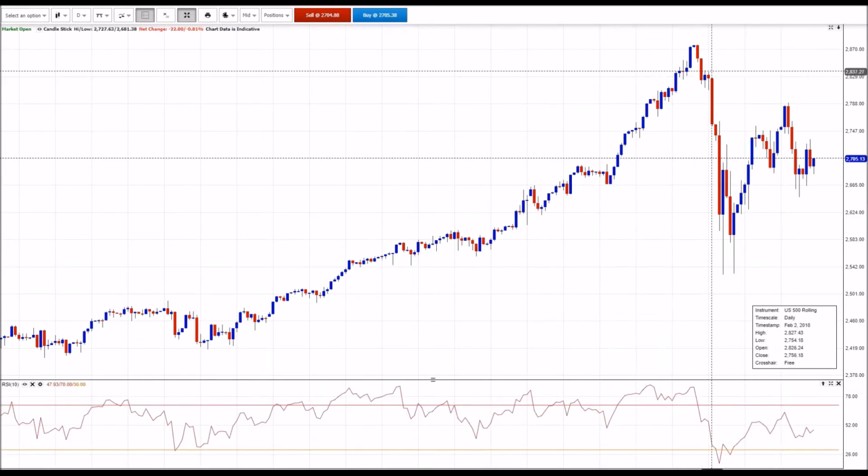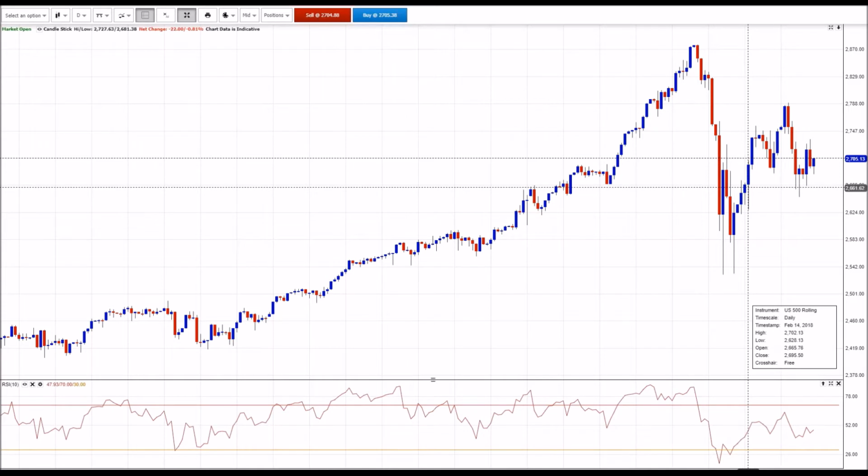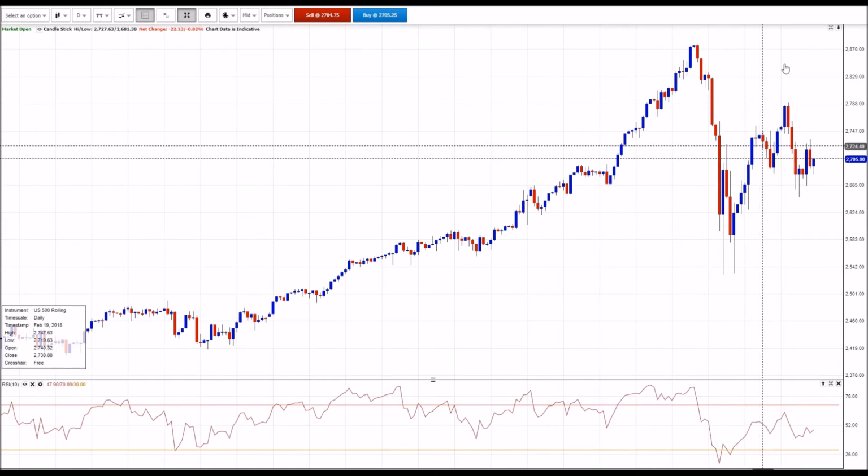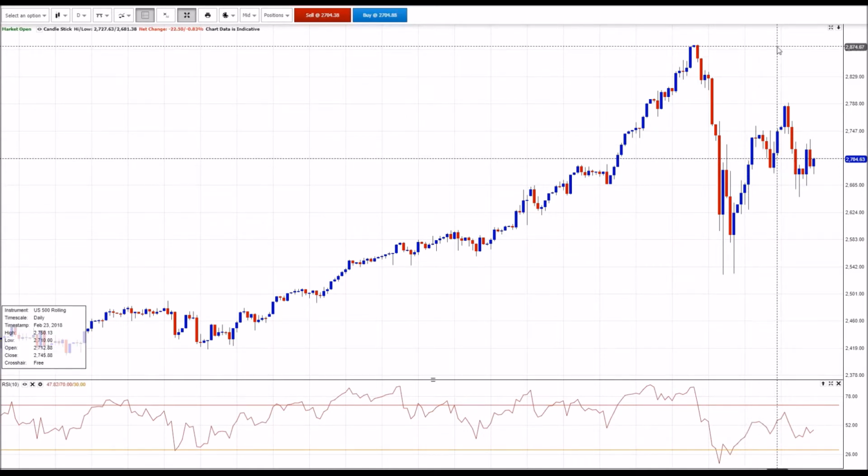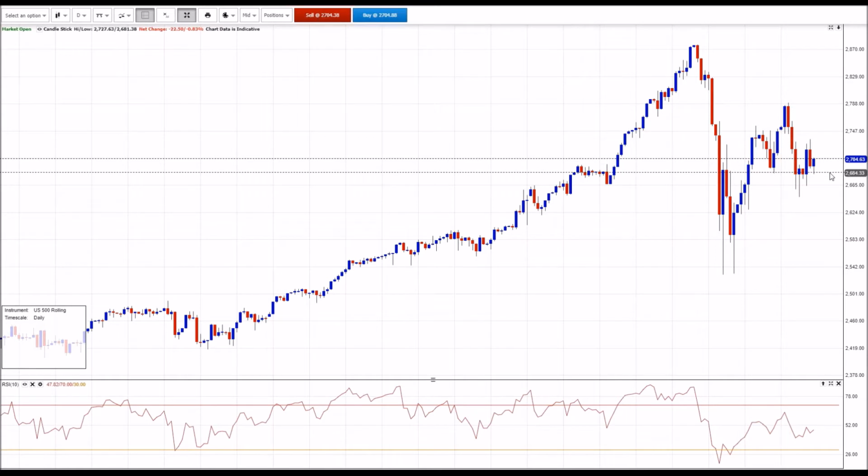Given the volatility that we saw during February, as I've said over the last couple of weeks, I don't think we're going back up to these all-time highs anytime soon. And this sort of move would be exactly what I'm expecting for the next few weeks.